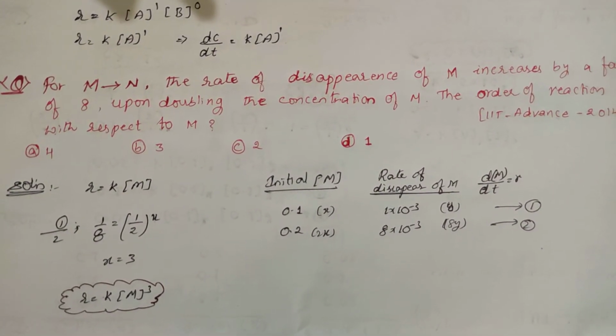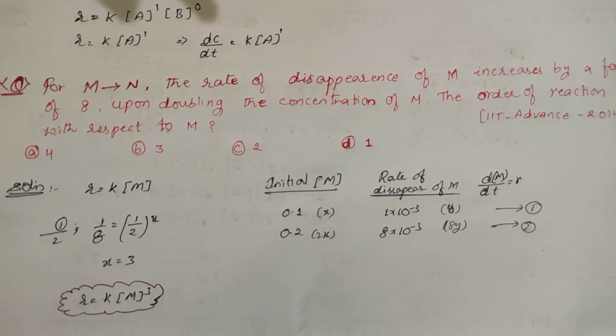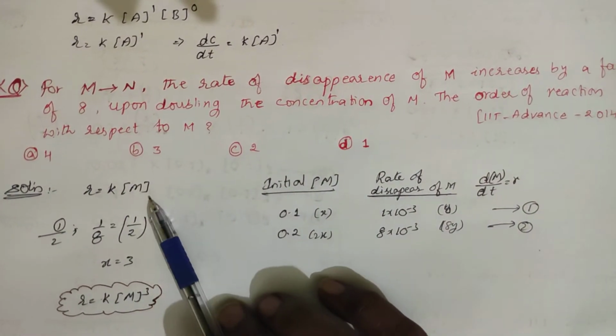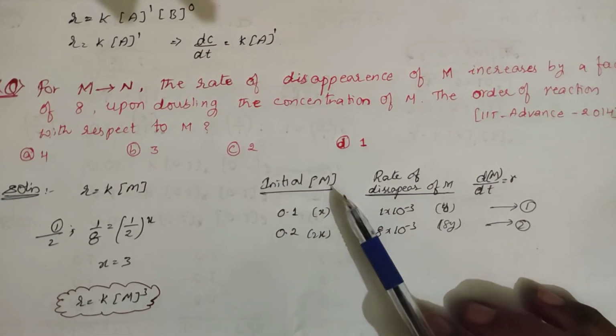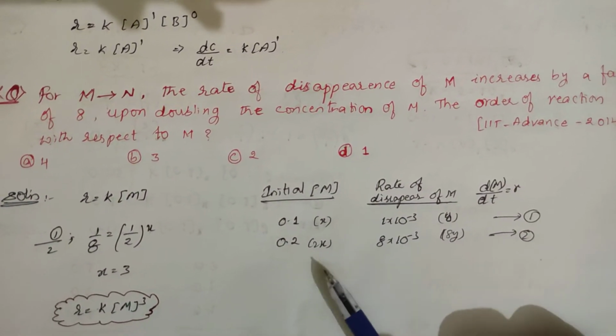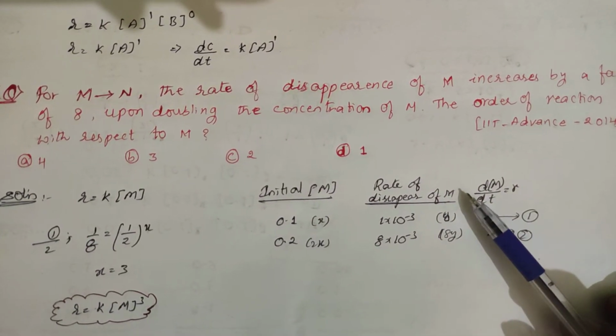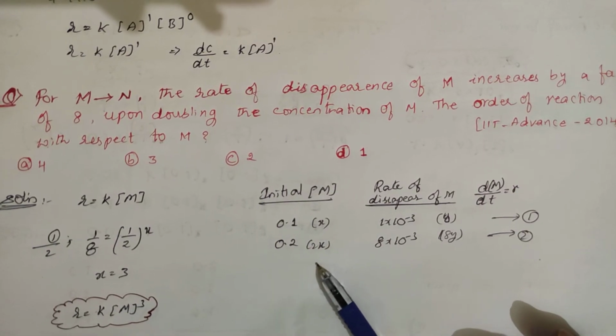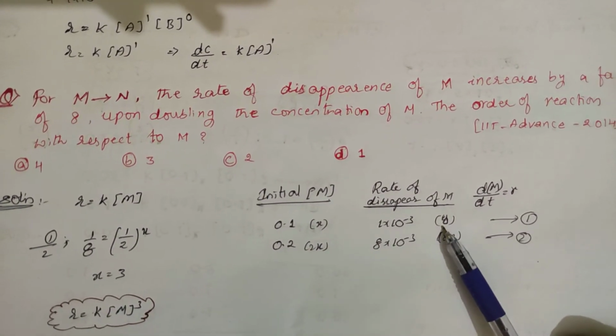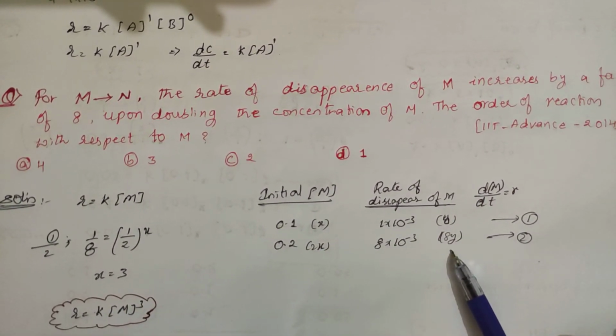1, 2, 3. Check your answer. Order of the reaction is 3. r is equal to k into [M] power n. You can write this one. If the initial concentration is x, what happens? If M is doubled, I am taking the rate. The concentration is 2x. What has happened to the rate? Initially it is y, and it has become 8 times.